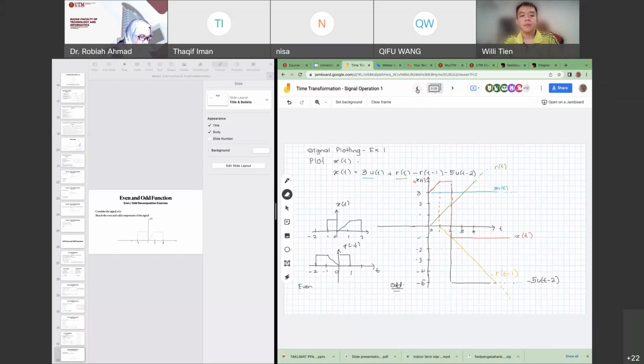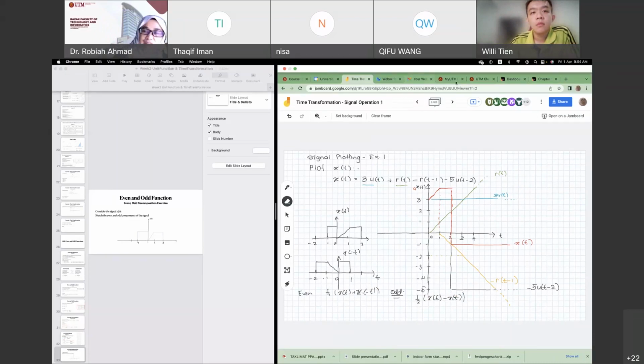Even is half x(t) plus x(-t). Odd will be half x(t) minus the reversal. Oops. Okay. So you do by frame by frame lah.